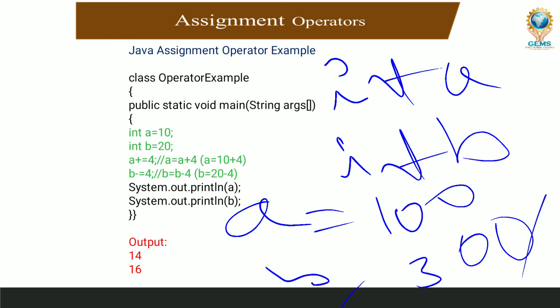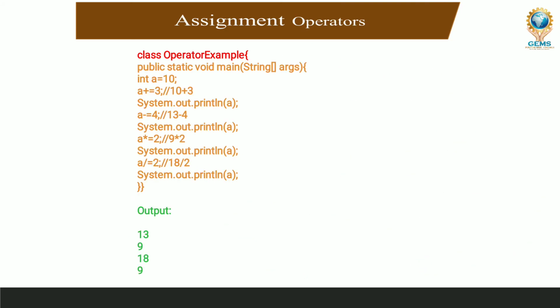Now, when a value equals 100 and b value equals 200, what has happened here? We are just assigning the values to the variables. This process is called assignment operation. The operator that you are using to assign the values is called the assignment operator. Equal to is the assignment operator.